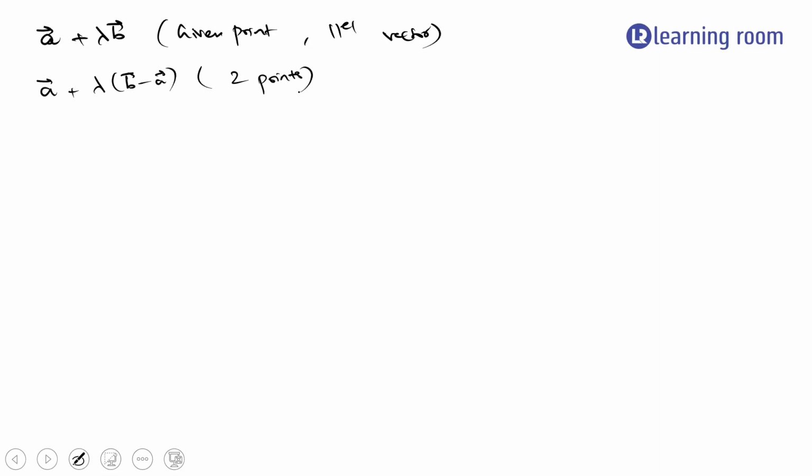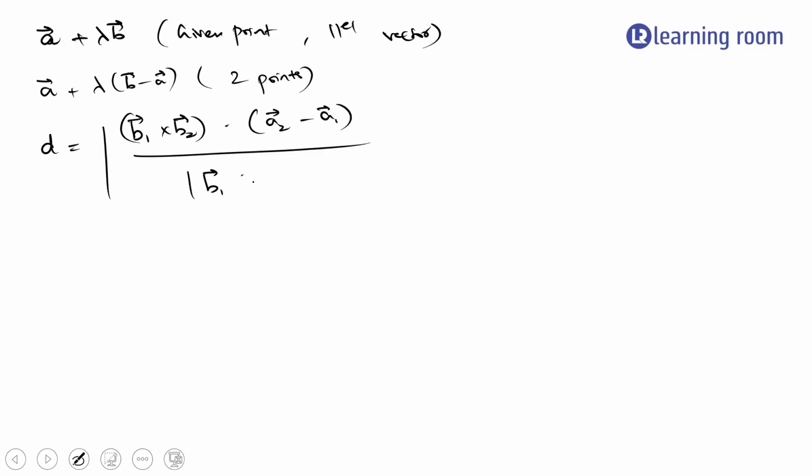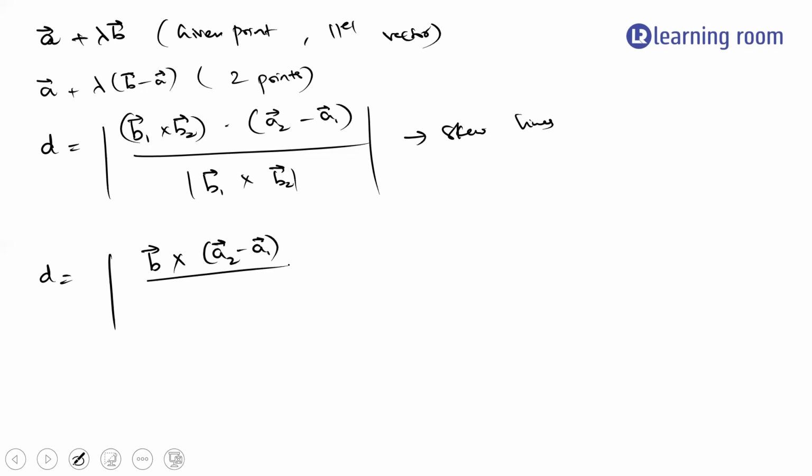Then we took the two lines representation. What is the distance between two lines? It is the magnitude of B1 vector cross B2 vector, dot product with A1 vector minus A2 vector, the whole divided by the magnitude of B1 cross B2. And what about the distance between parallel lines? Magnitude of B vector cross A2 vector minus A1 vector, the whole divided by the magnitude of B vector. This is the distance between parallel lines.